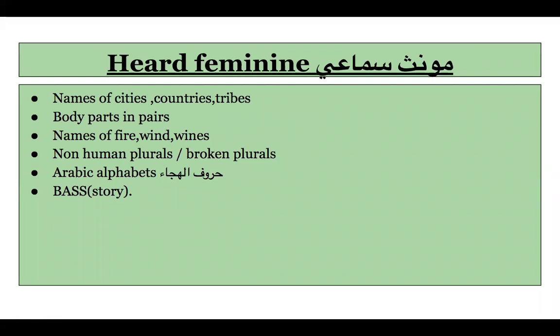Is it clear? Nar, Sa'ir, Jahim, all of them are going to be treated as feminine. Your non-human plurals and your broken plurals are going to be treated as feminine. Your Arabic alphabet, if I ask you the gender of the letter ba, what are you going to tell me? Is it masculine or feminine? Very good. Yes, it is feminine. And then there are certain words that are part of the story that you all need to memorize.